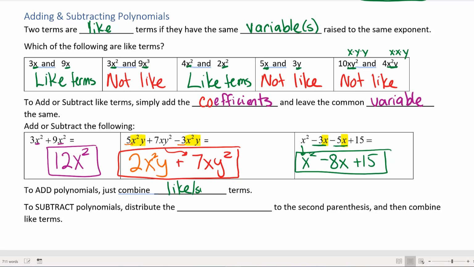Now, some books will call it similar terms. Similar or like, it's the same thing, okay? But when you're subtracting polynomials, what I want you to do is distribute the negative from the subtract sign to the second parentheses. Then you can combine like terms. Let me give you some examples of that.